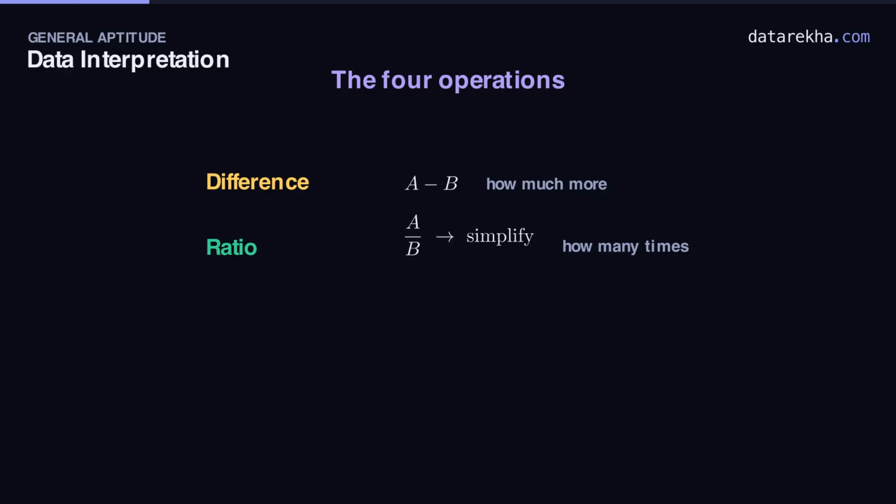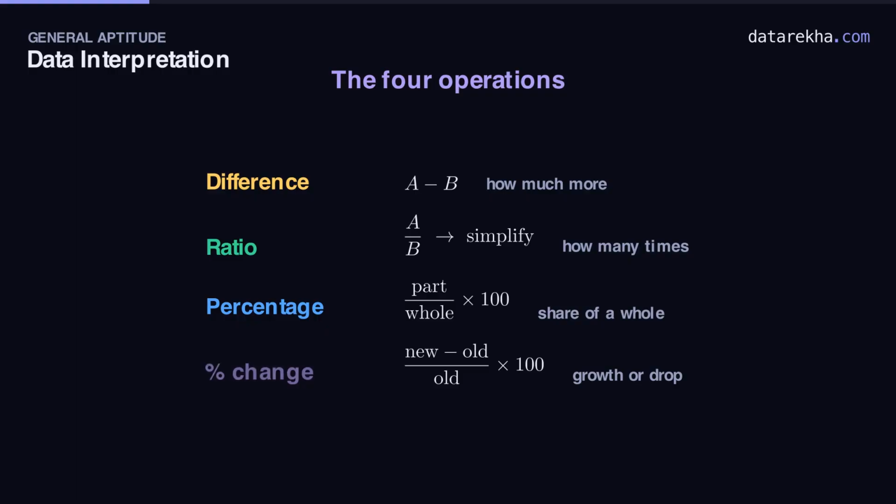200 to 80 is 5 to 2. A percentage is part over whole, times 100. What share one piece is of the total. Percentage change is new minus old over the old value, times 100, the growth or the drop. Notice, always divide by the old number. And an average is the sum of the values over how many there are. Keep these 5 in your pocket, and most charts fall over quickly.